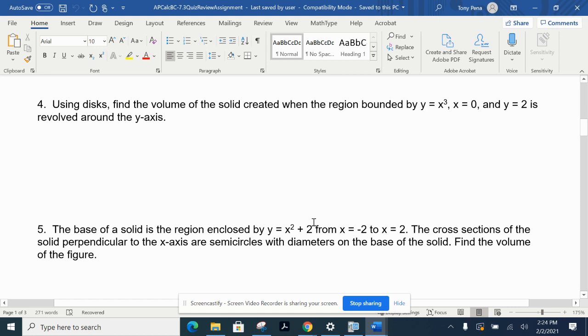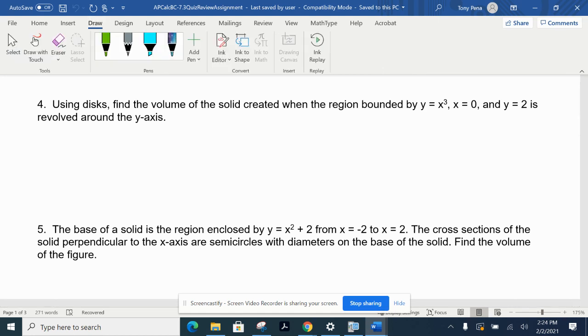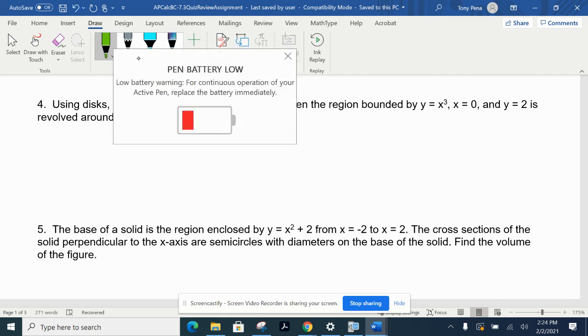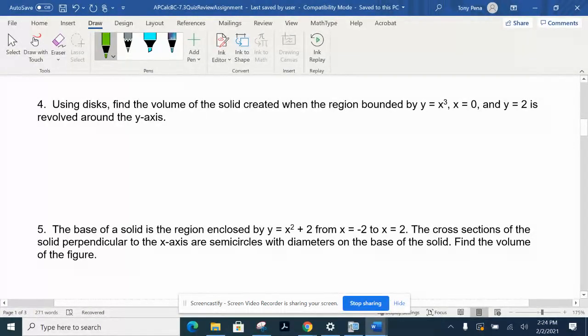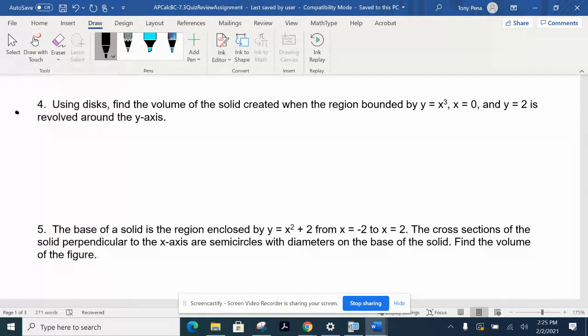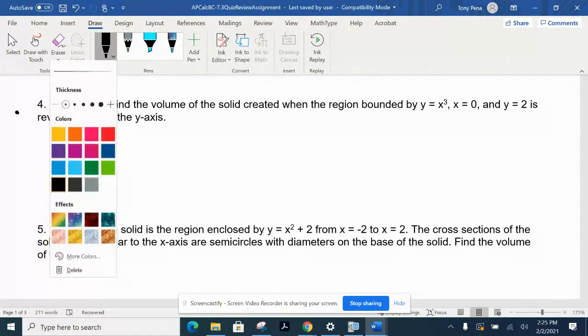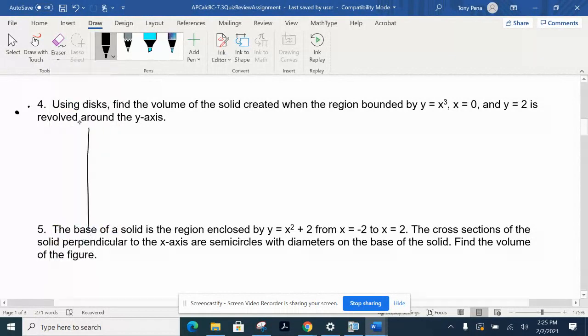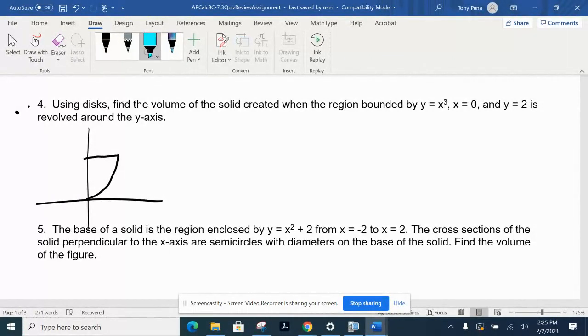So let's try this again. So you would have already had this graphed. So I'll draw that in real quick. So we said x cubed for this. We just wanted this part, and then here's y equals 2, x equals 0 is the y-axis.